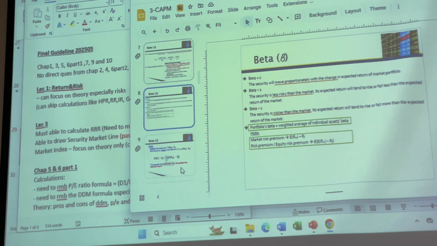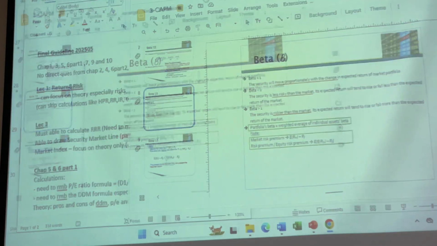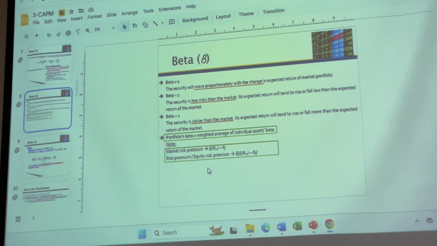This one just understand will do. I think by now you all know what beta is. Beta is basically the measurement of risk. And then 1 means the market, less than 1 means less risky, more than 1 means more risky than the market, and so on.